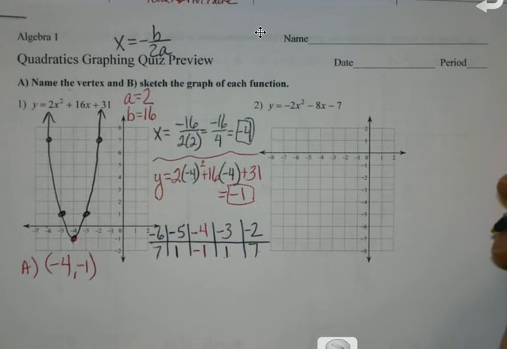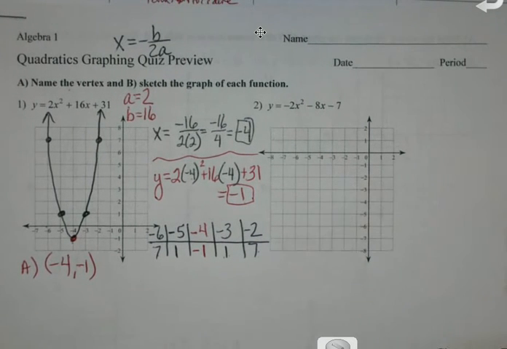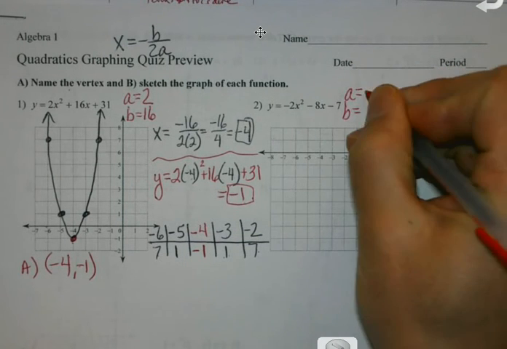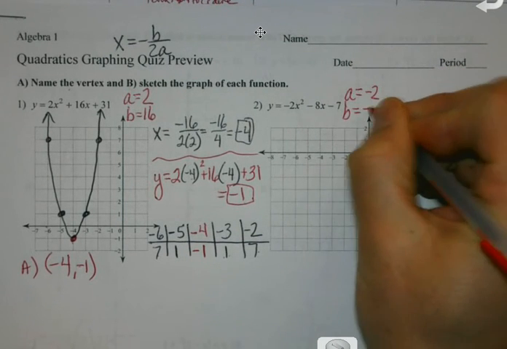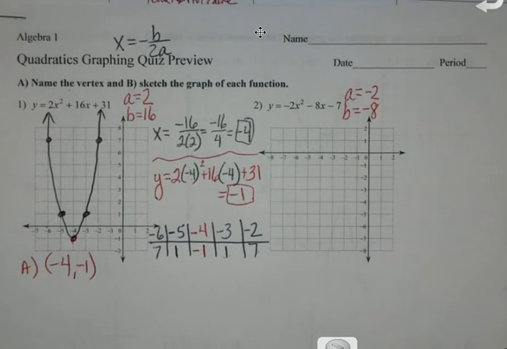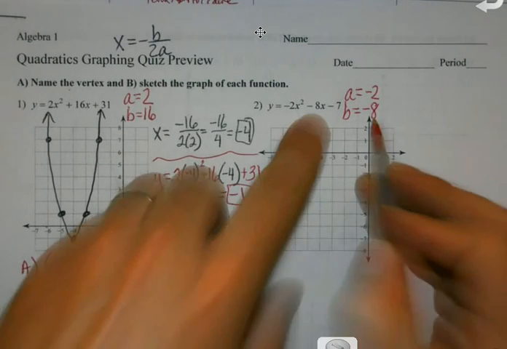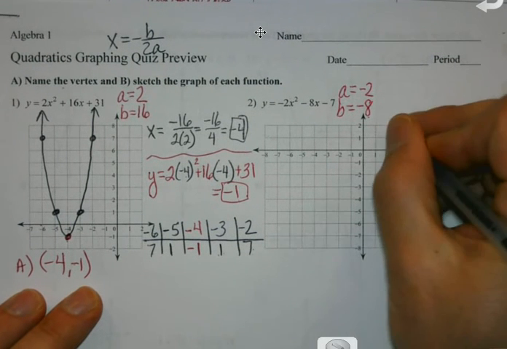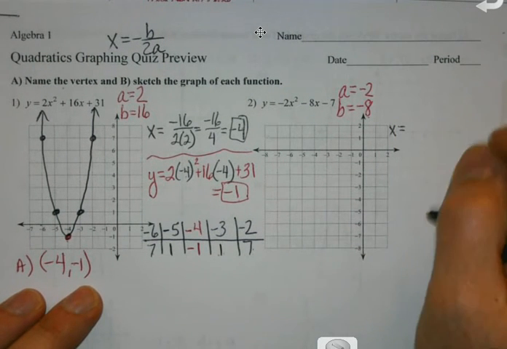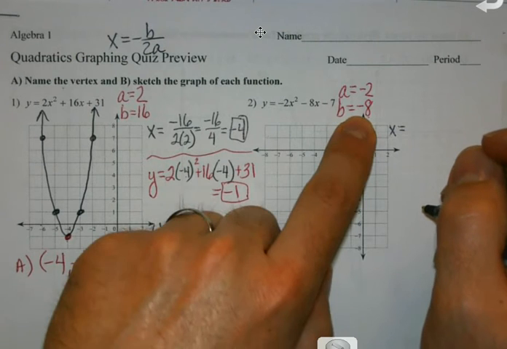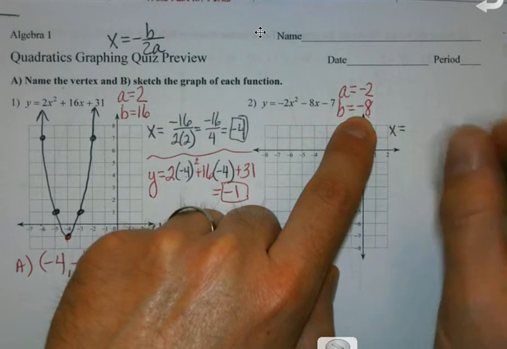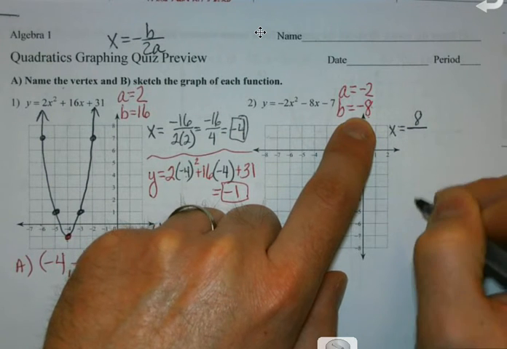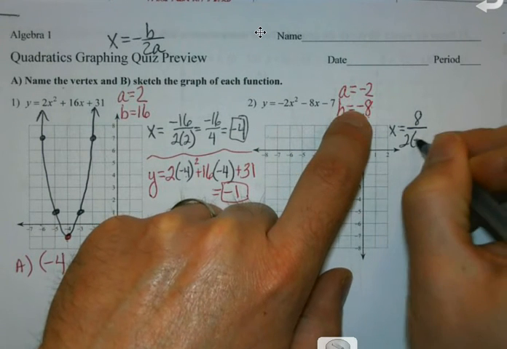So, on number 2, same idea going here. My a value is -2. My b value is -8. Again, I'm just taking the numbers in front of x squared for a and in front of x for b. And then I just start working through my process. Now, what happens when I do -b and my b is already negative? It's positive, because it's -8. It's the opposite. So it's +8 on top now over 2 times a.